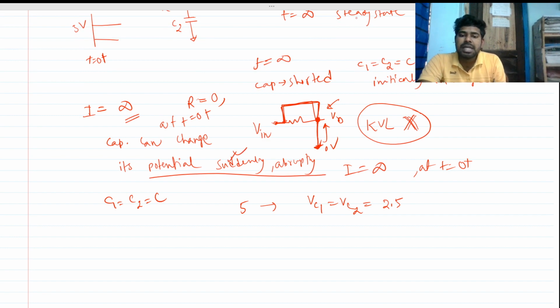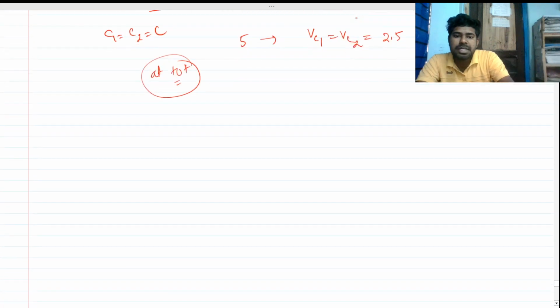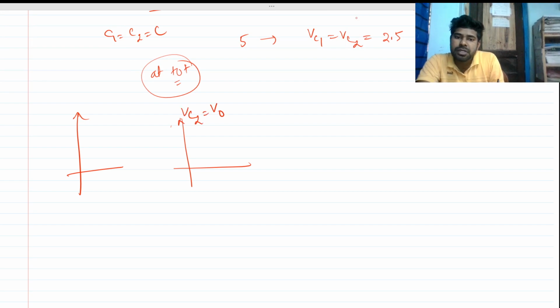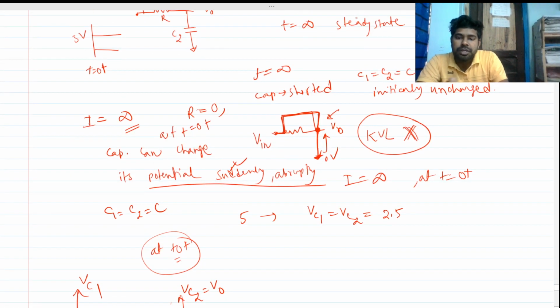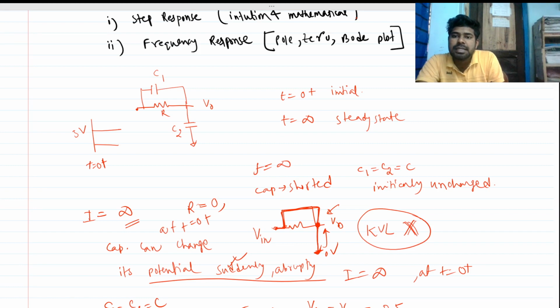So actually at t equals 0 plus, the potential across both of these capacitors suddenly jumps to 2.5 volt. So what will be the picture? If we try to draw the plot of Vc1 and Vc2, this is our Vc2 and this will be our V out as well. And this is our t and this is our Vc1. The polarity for Vc1 will be like this: this is plus, this is minus.